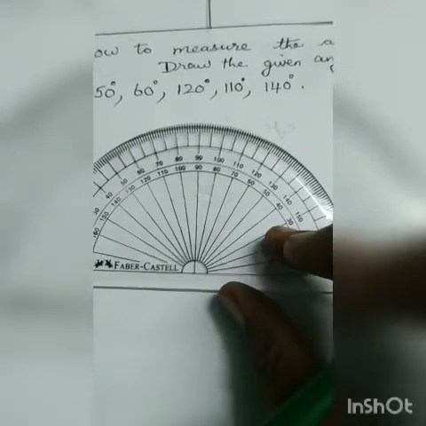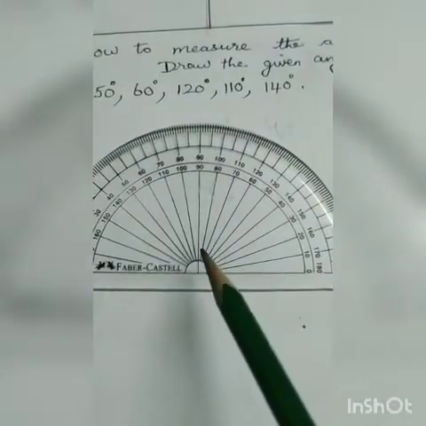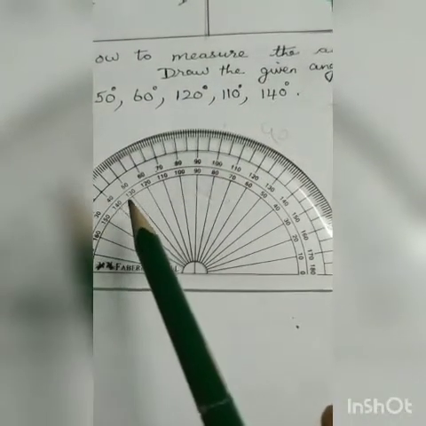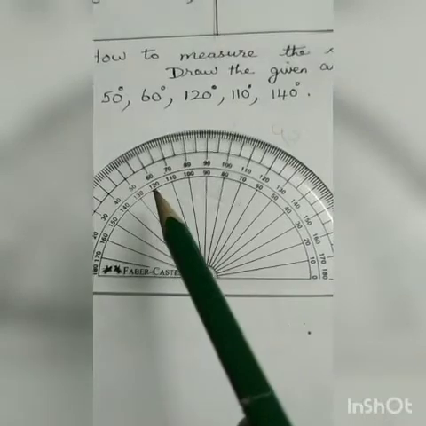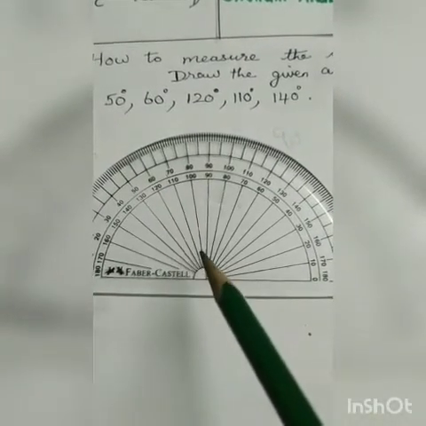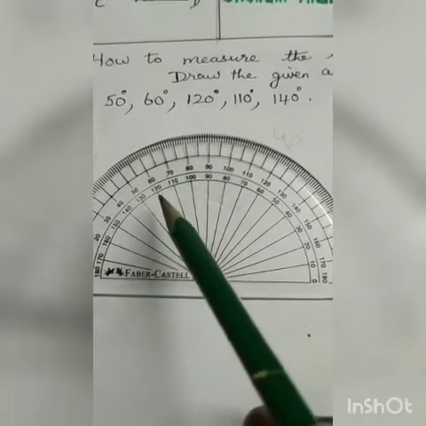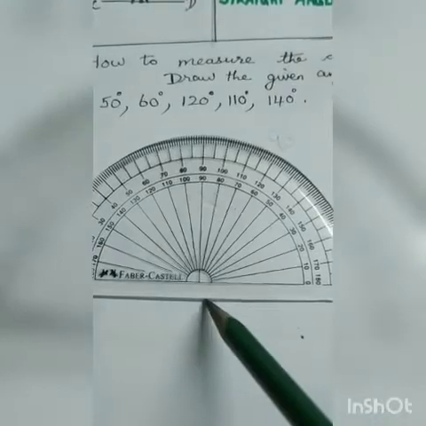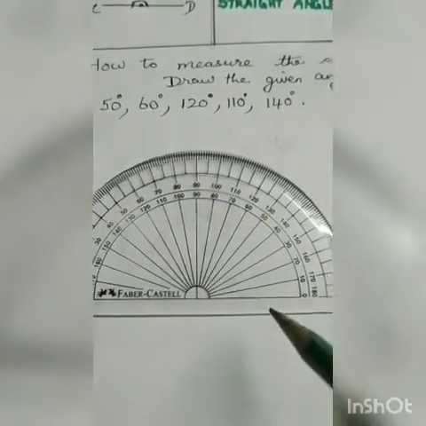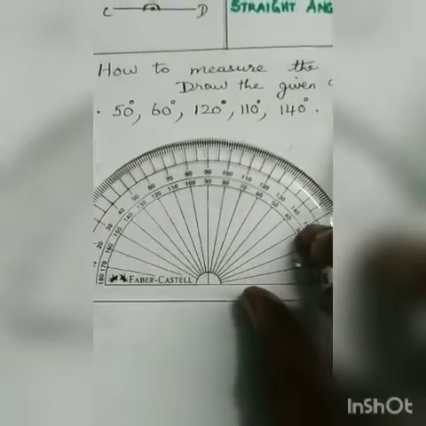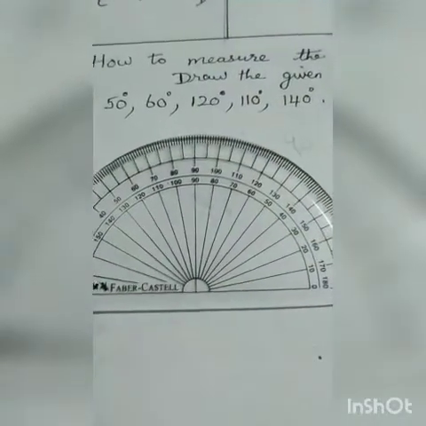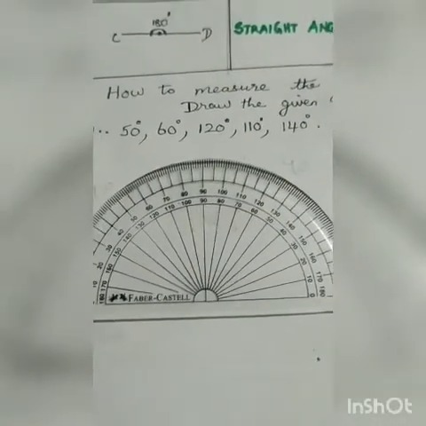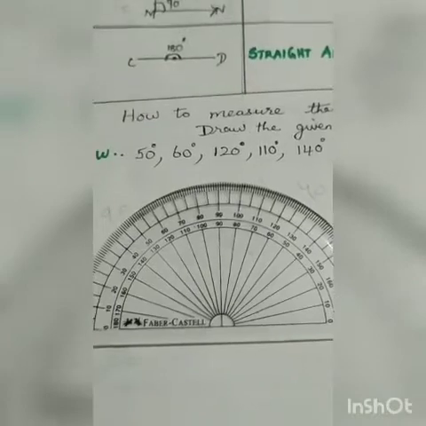Suppose I am making an obtuse angle, it is more than 90 degrees. This is 90 degrees, so it must be more than 90. If it is to be 120 degrees, I will take the inside line, mark the point there, then mark the line here, and make the angle 120 degrees. Same way for 110. Same way for 40. So it is like that only. Very easy. You can do it yourself by watching the video.